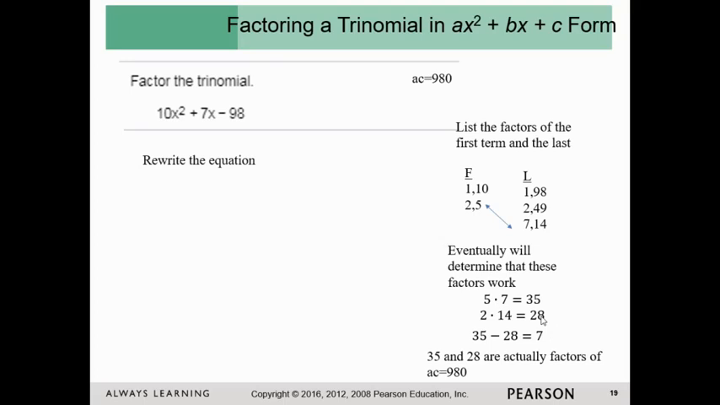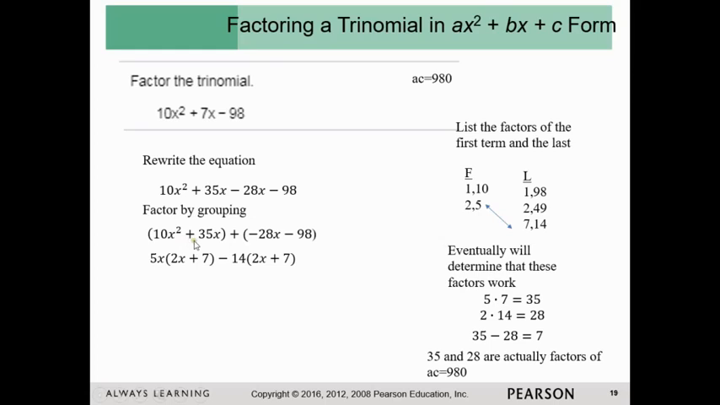So what we're going to do is rewrite the equation, rewriting the middle term as 35x minus 28x. We rewrote the middle term, right? So now we've got to group it. Now we take out the greatest common factor out of each group. And the greatest common factor out of the first group is 5x. And the greatest common factor out of the second group is negative 14.